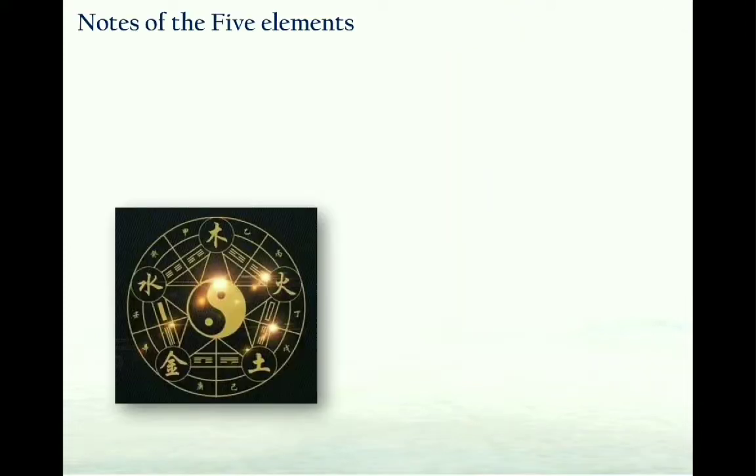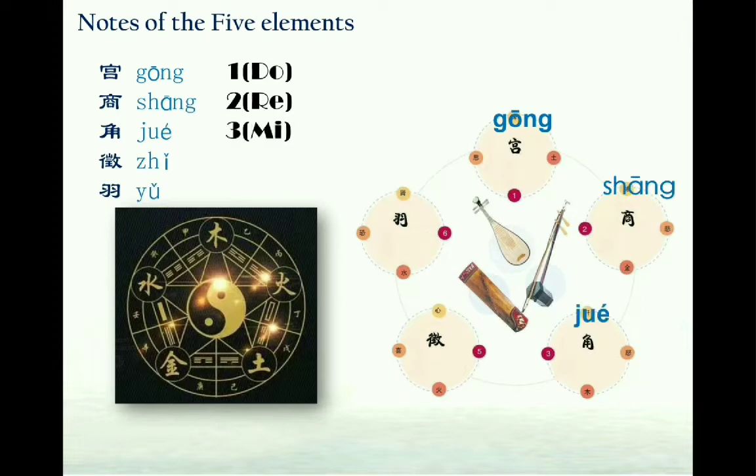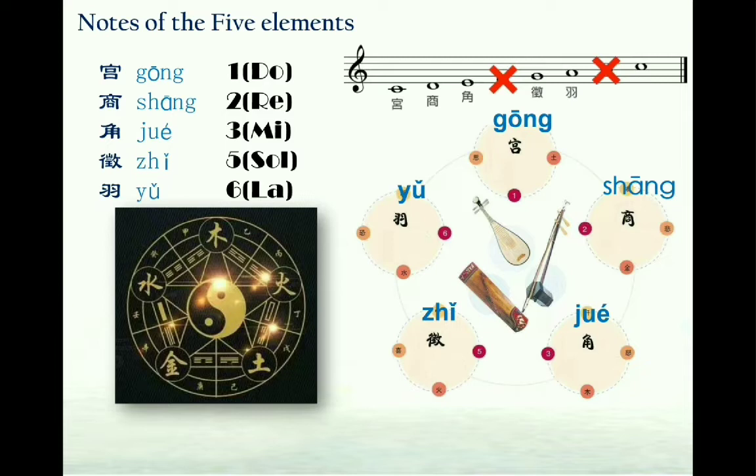In ancient Chinese music theory, music should be composed with the notes of the 5 elements: gong, shang, jue, zhi, yu. Here gong is do, shang is re, jue is mi, zhi is so, yu is la. No fa, no si, and thus to make music profound and elegant.